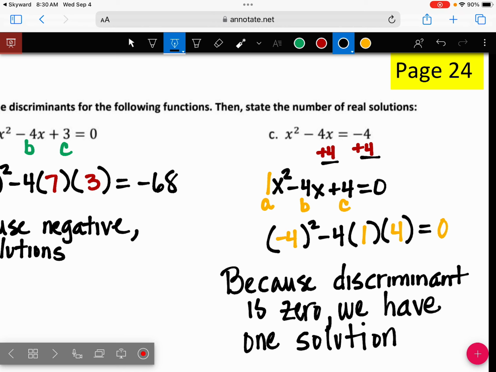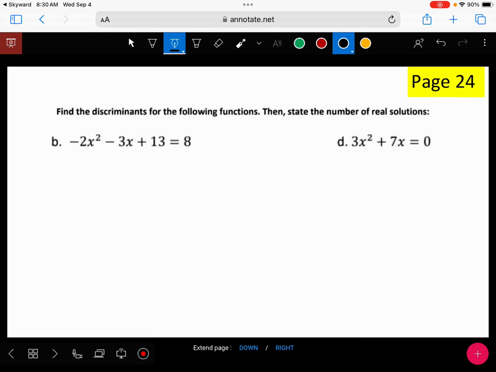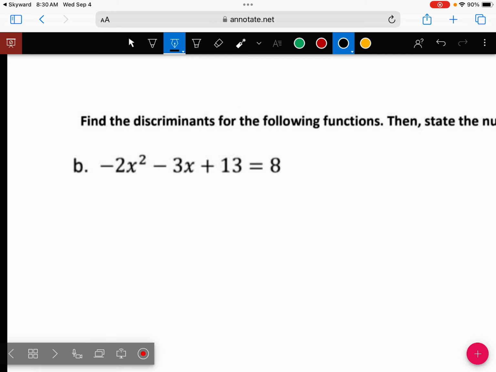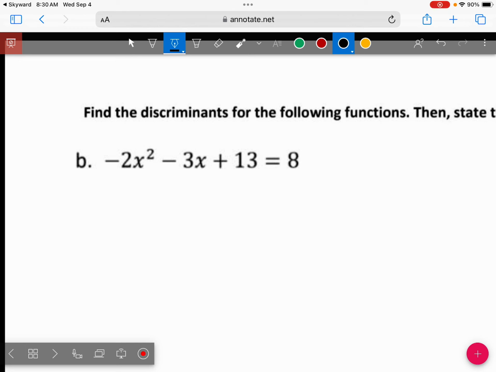All right, last 2. So now let's do B and D, and then we will end there. All right, this one does not equal 0. This is a tricky one. This is one that we might miss on the test next week, because this one equals 8. So that means that this is not C. You can't get started yet. This is not my A, B, and C. The first thing I need to do is subtract the 8. What am I going to subtract it from, though? Am I subtracting it from the -2, the -3, or the 13? 13.